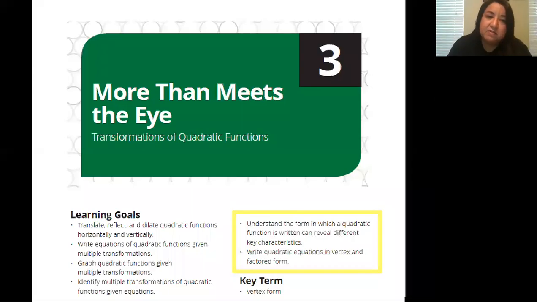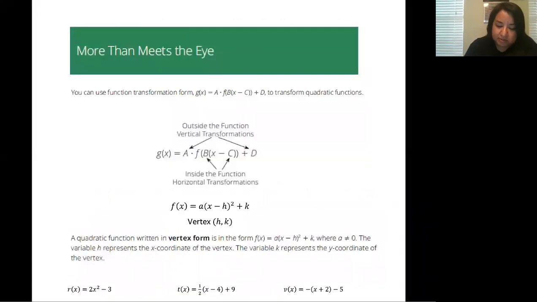This is the third video for More Than Meets the Eye, Transformations of Quadratic Functions, and the topic titled Introduction to Quadratic Functions. This particular video will focus on introducing you to vertex form of a quadratic function and how to rewrite quadratic equations given in standard form or given a graph, and how to rewrite those in vertex and factored form. So let's dig in.